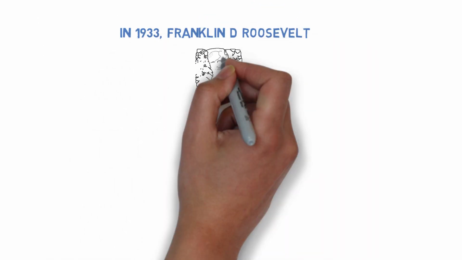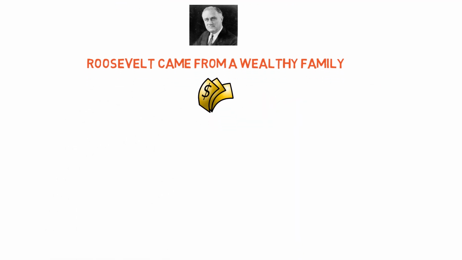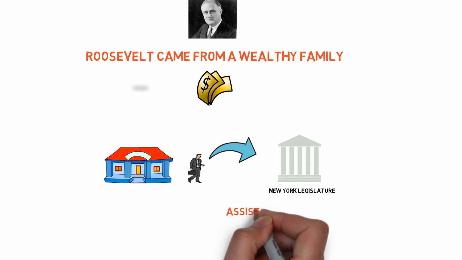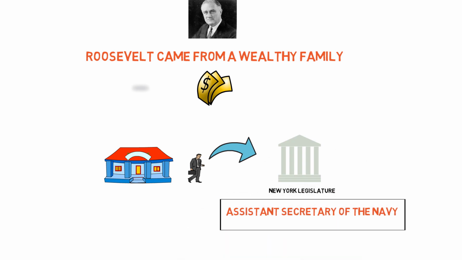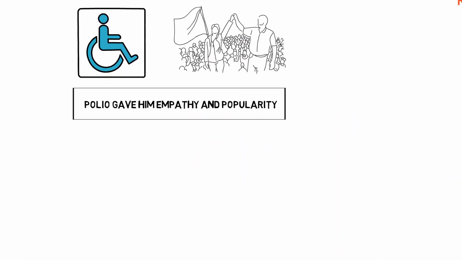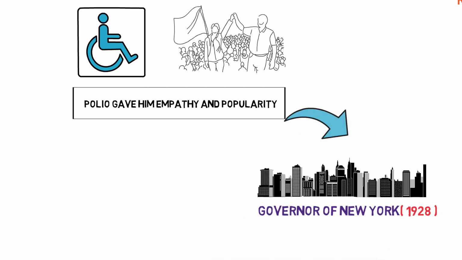In 1933, Franklin D. Roosevelt was elected president. Roosevelt was born into a wealthy New York family. He left law school to pursue a political career. He served in the New York legislature and as Assistant Secretary of the Navy. His bout with polio gave him an understanding of human suffering and a broad political appeal. He re-entered politics and was elected governor of New York in 1928.